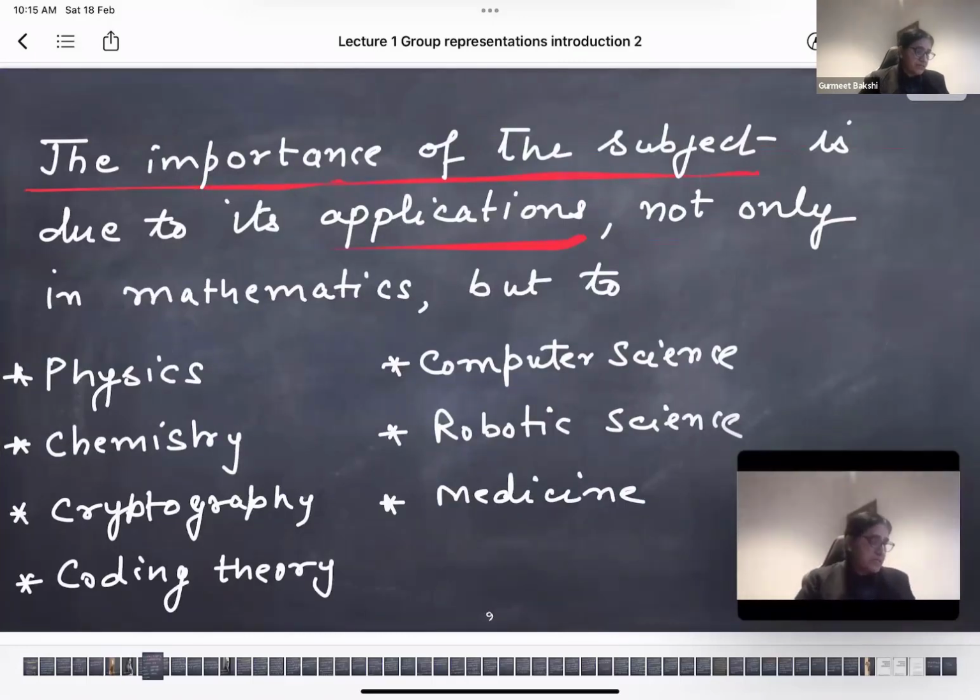And the importance of the subject is due to its large variety of applications, not only in mathematics, but in various branches: physics, chemistry, cryptography, coding, computer science, robotics, medical science. If you do a Google search for the applications of representation theory in medical science, you will be surprised to see the amount of papers in that area. And in robotics also, to study the movements of a robot, this theory is used.